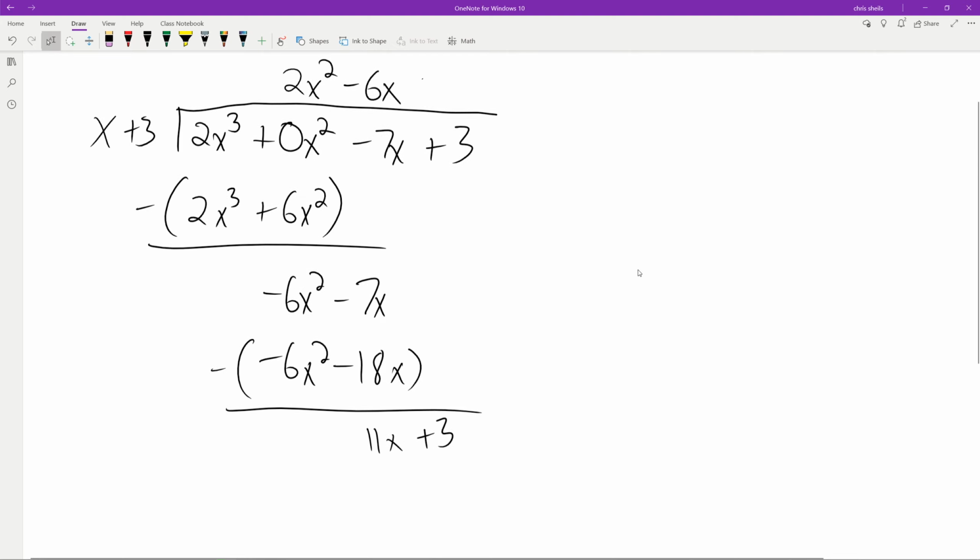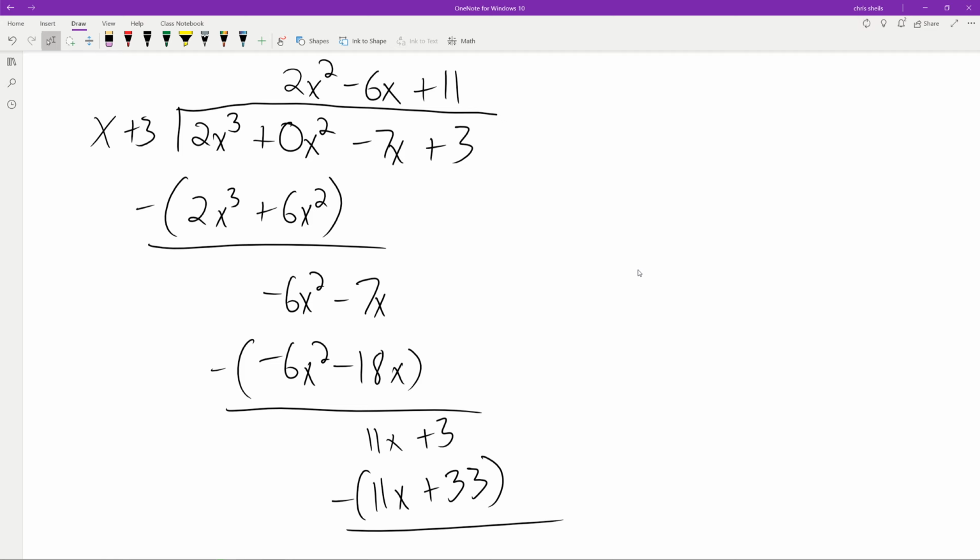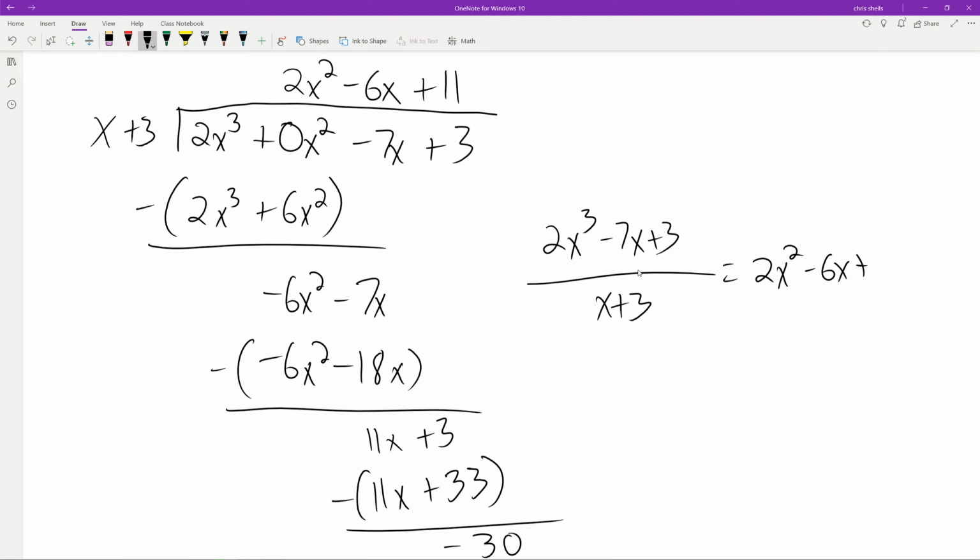X goes into 11x 11 times. 11 times x plus 3 is 11x plus 33. I place parentheses around this, and I subtract. And I get a remainder of negative 30. So, in other words, 2x cubed minus 7x plus 3 divided by x plus 3 is 2x squared minus 6x plus 11 plus negative 30 over x plus 3.